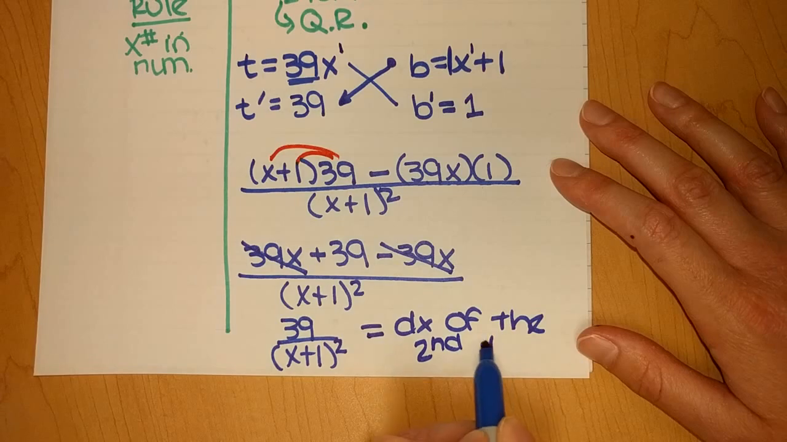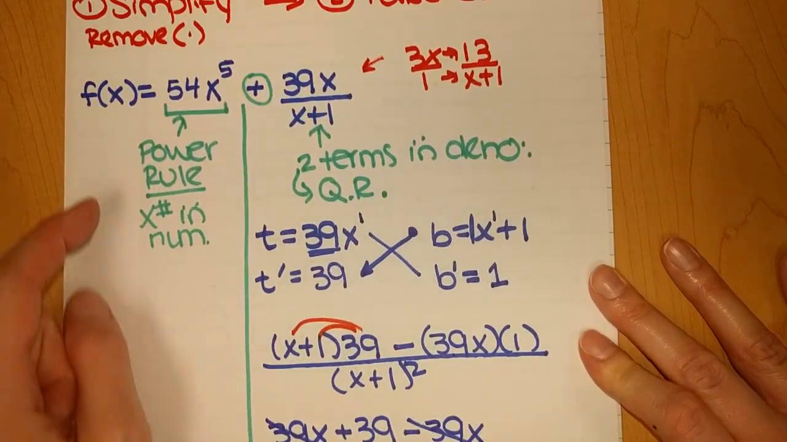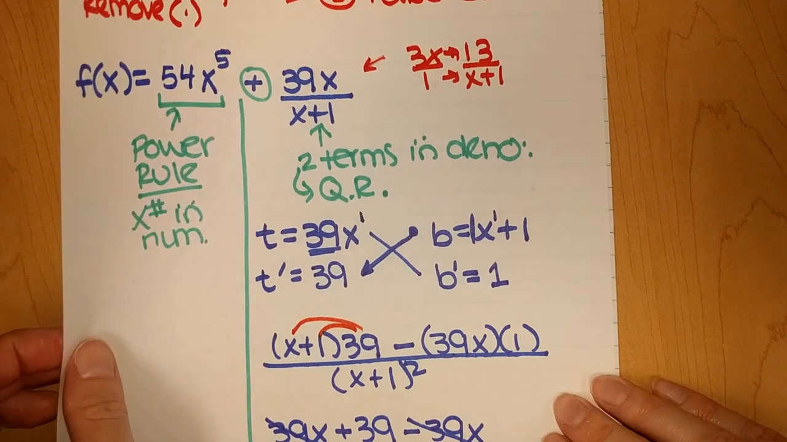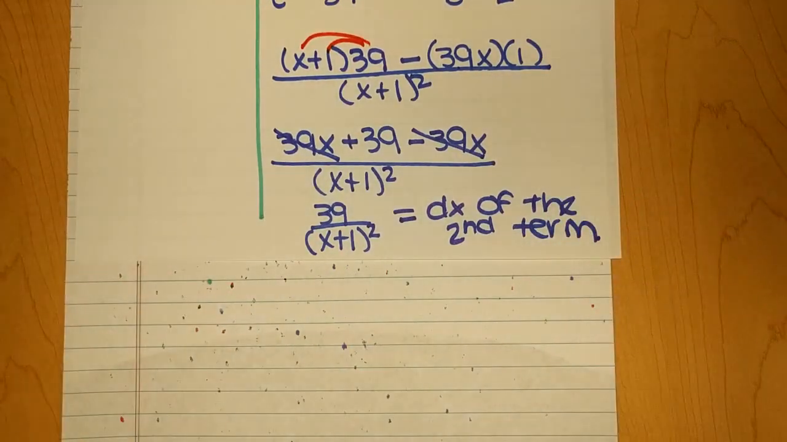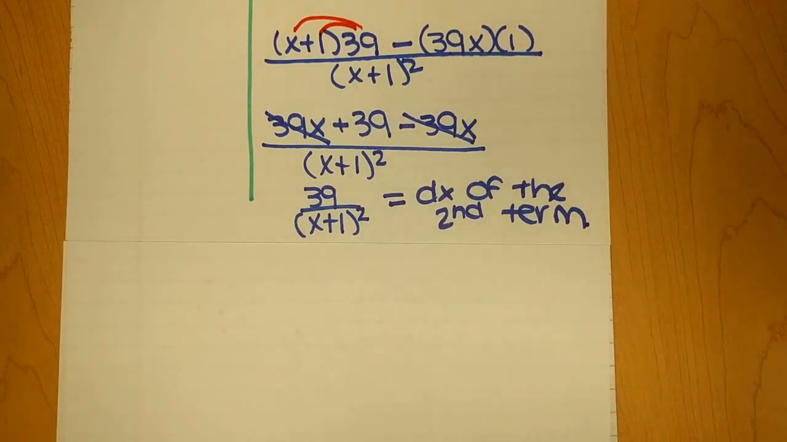That is not the derivative for the entire problem, because remember, the problem also had this 54x to the fifth. So we kind of went off to the side here. We thought about what the derivative would be for the quotient rule part of it. And now we're going to put it all together.